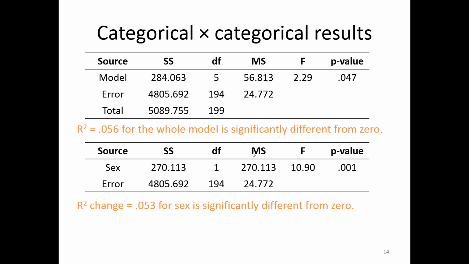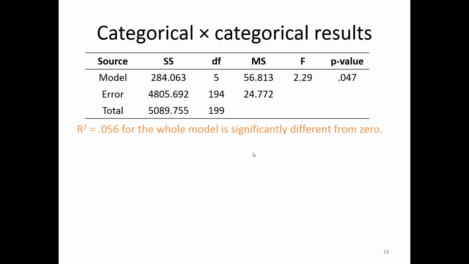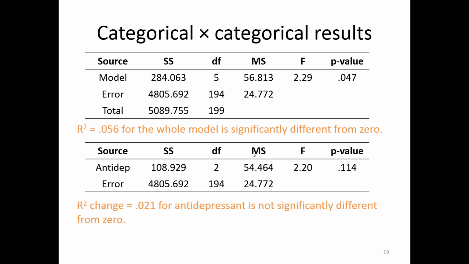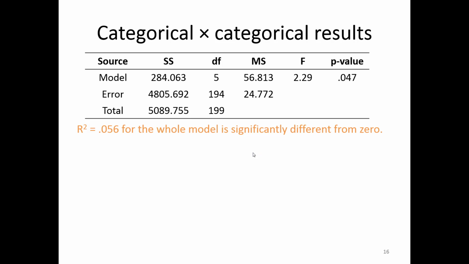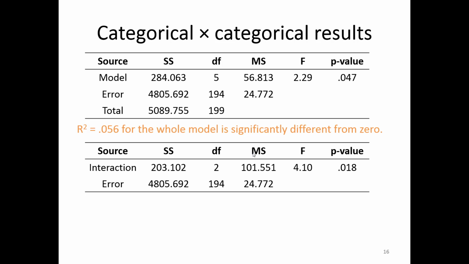Okay, so here's R squared change for adding sex. That's significantly different from 0. And then R squared change for antidepressant is not significantly different from 0. So within women there wasn't a significant effect of antidepressant. And then R squared change for the interaction is significantly different from 0. So that accounts for an additional 4% of the variance.